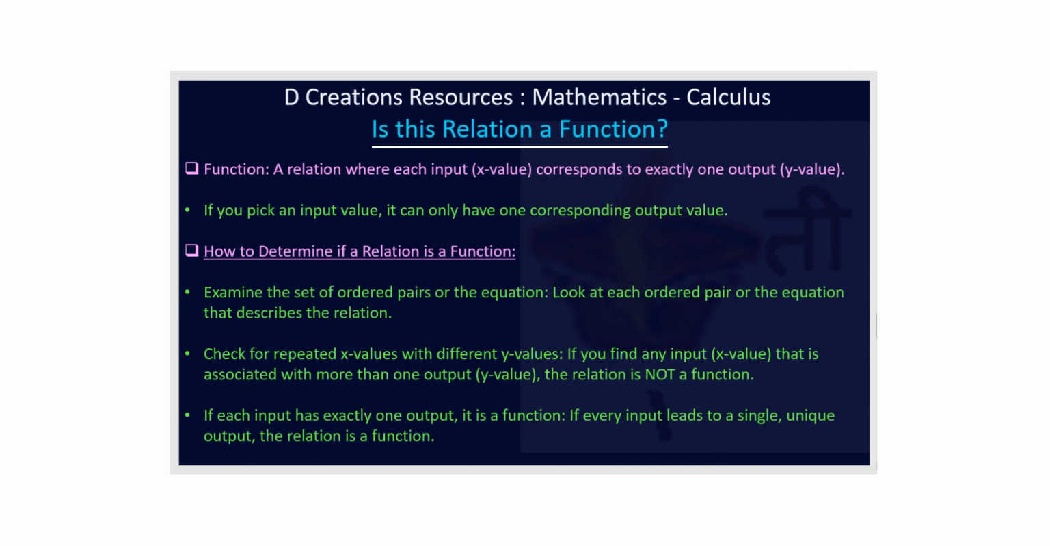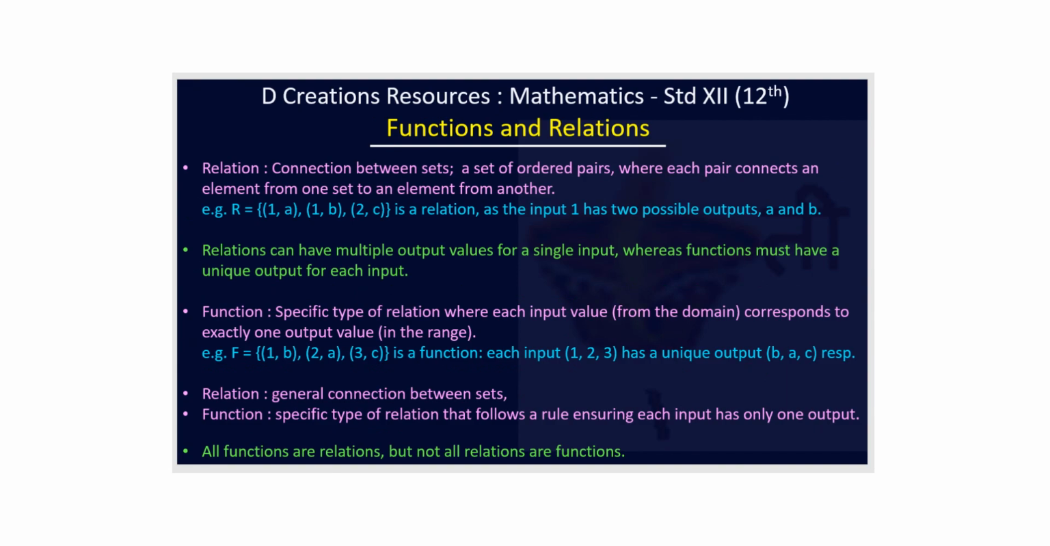The same thing applies to the example we had seen earlier. See here, both 1 corresponds to A and B, and here you can see that it is a relation, but it is not a function because 1 has two images, A and B. But if you see the other example here, you see that it's a unique output, so it's a function.